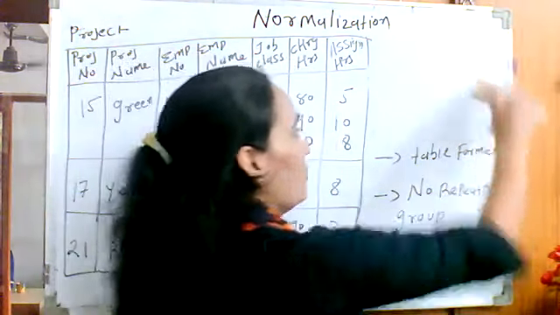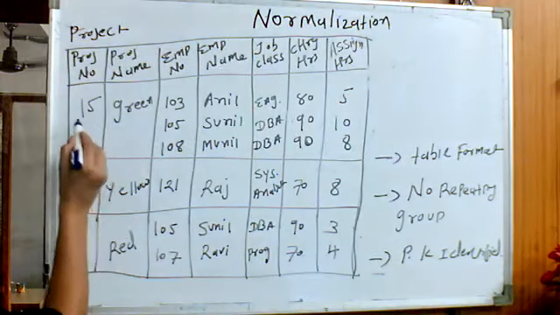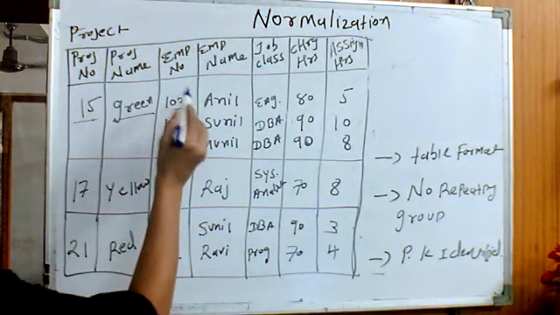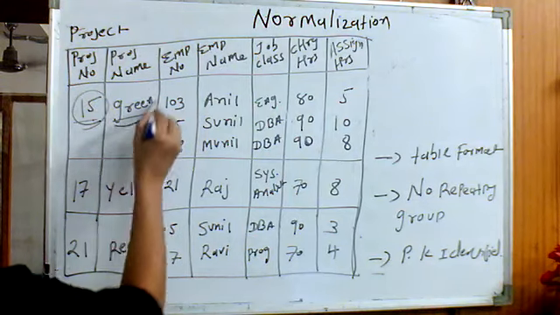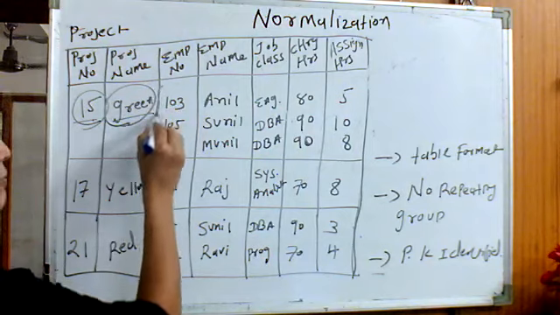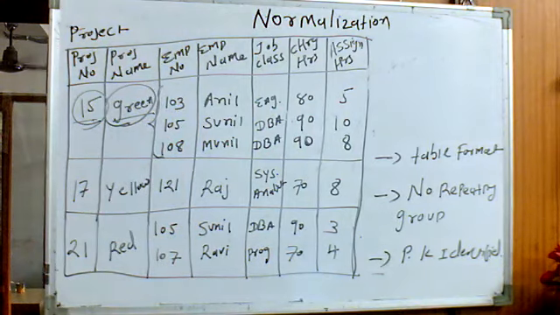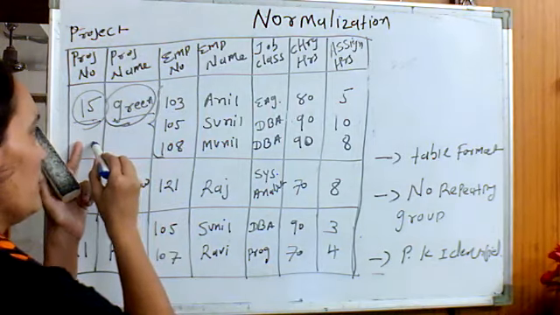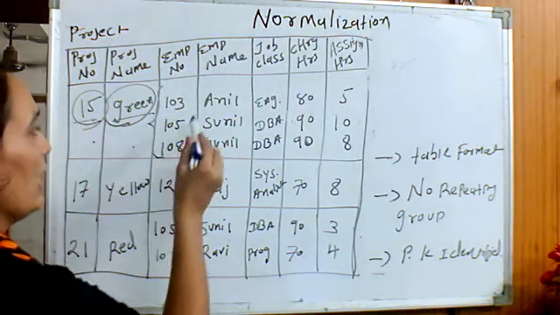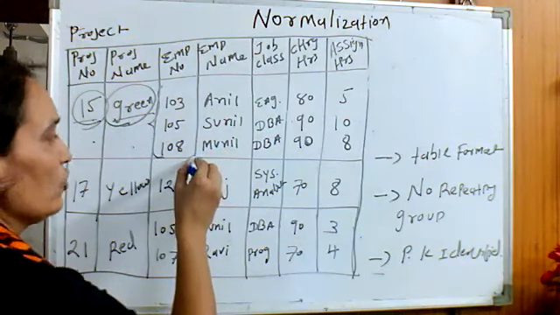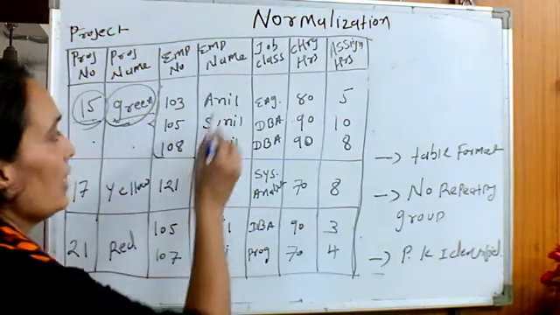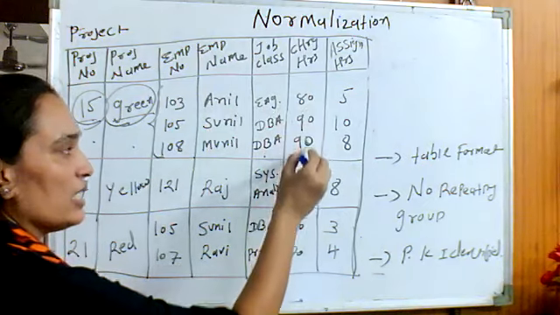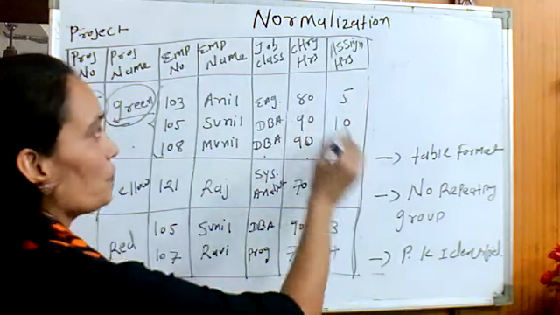Okay. We can see here there is one project number, project name. One project number and one project name contain more than one employee number. It means project number 15, project name Green, has 3 employees working in this project. Their names, their job class, their charges per hour and assigned hours.